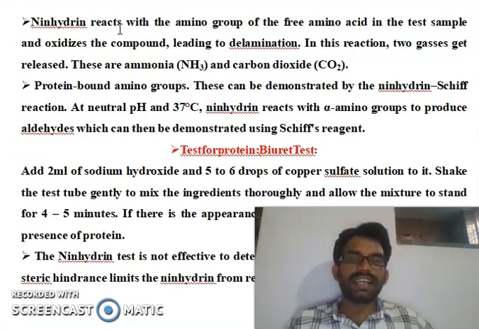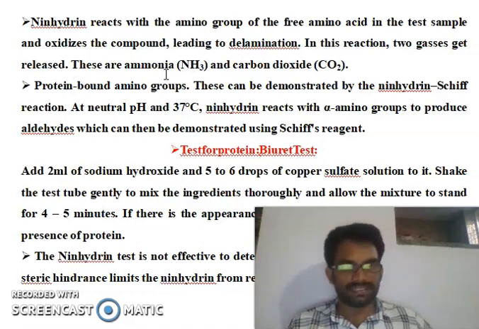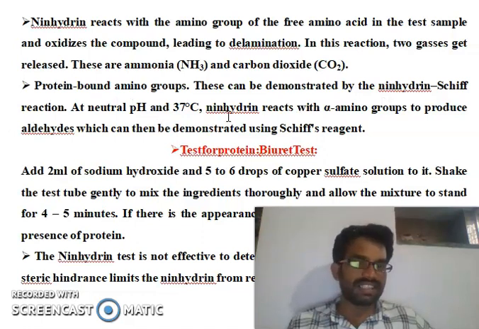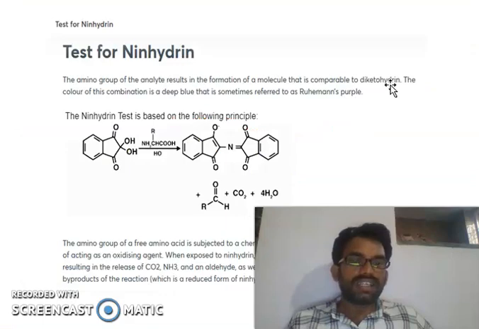Then you can see that Ninhydrin reacts with free amino acid groups in the test sample, oxidizing the compound and leading to deamination. In this reaction, two gases are released: one is ammonia and the other is carbon dioxide. The protein-bound amino group can be demonstrated by the Ninhydrin Schiff's reaction. At neutral pH and 37 degrees Celsius, Ninhydrin reacts with the alpha amino group to produce an aldehyde, which can then be demonstrated by Schiff's reagent.